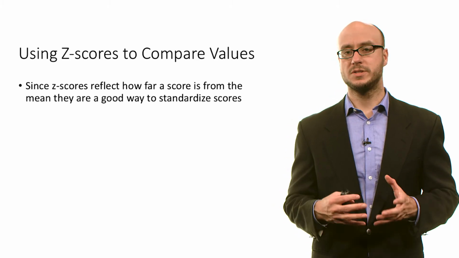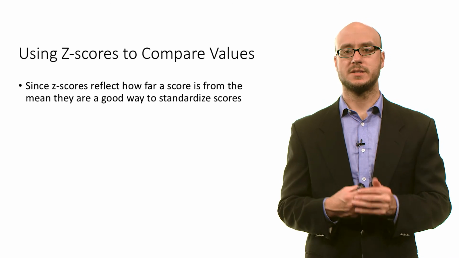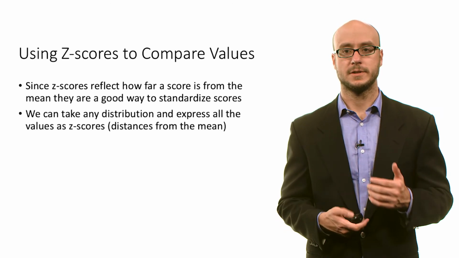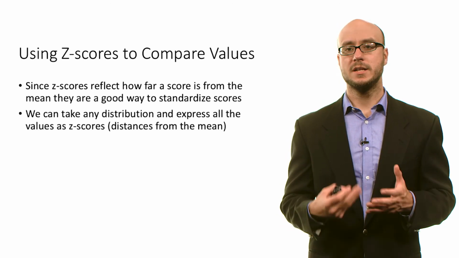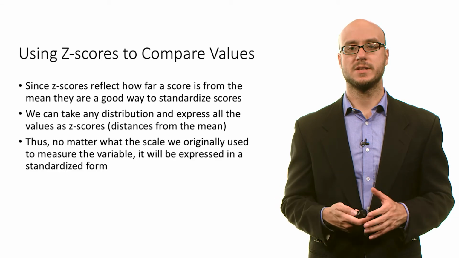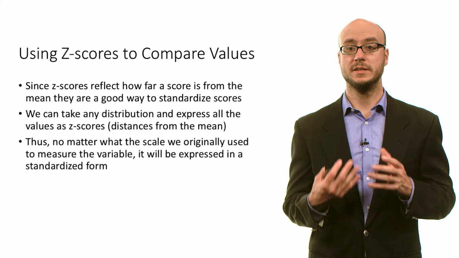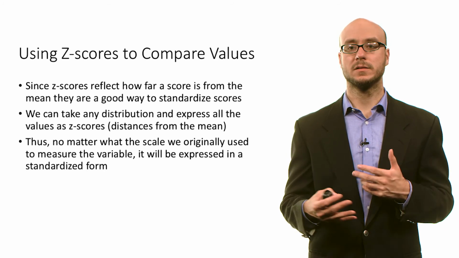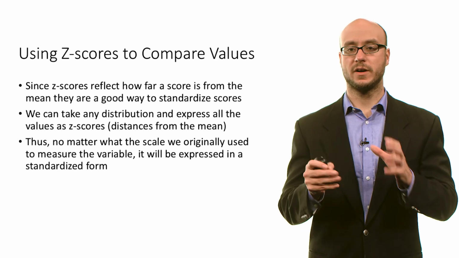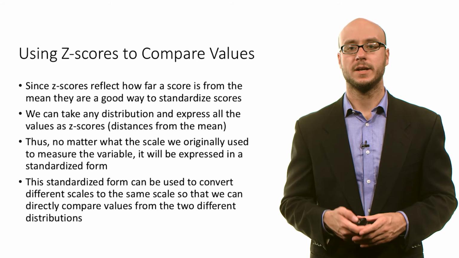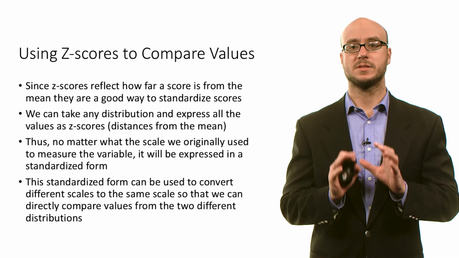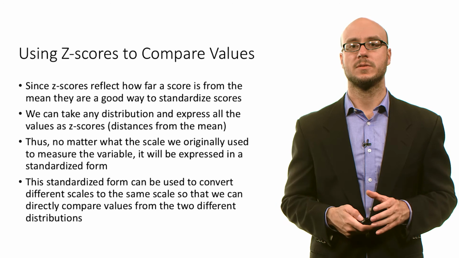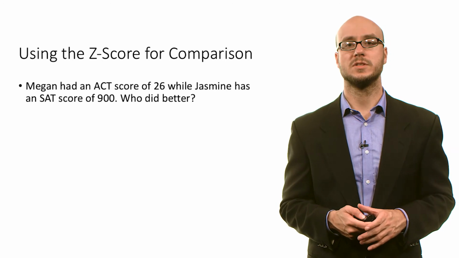So one way we use these scores, or standard scores, is to compare different values. Right? You can take any distribution and express all the values as z-scores, which are really distances from the mean. And we can do this no matter what scale or what mean the original variables are expressed in. This is a very commonly used way of using z-scores.